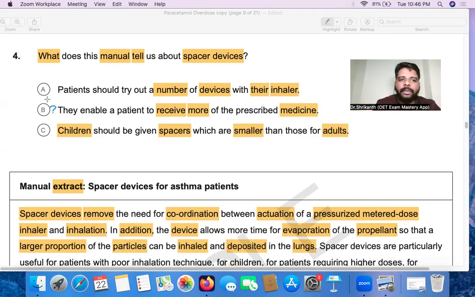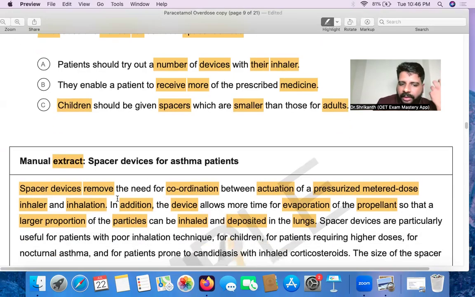Because what is the keyword over here? It receive more of the medicine. The medicine, the keyword, is mentioned. Yes or no? The keyword is mentioned. The spacer device is mentioned. The verb is mentioned, receiving more quantity. Everything is mentioned, and just in the second sentence itself. So you have a very strong suspicion that B could be the right answer. Not yet confirmed, but you're suspecting it.